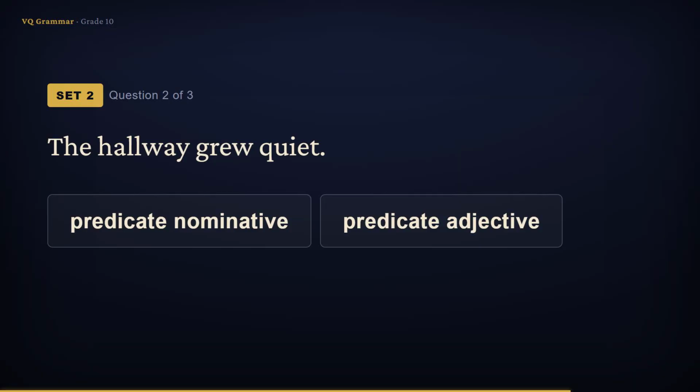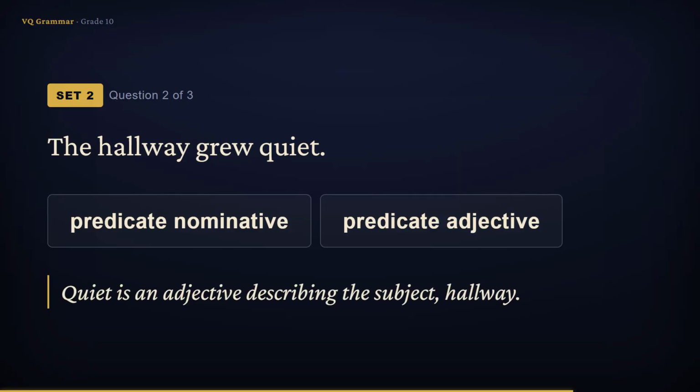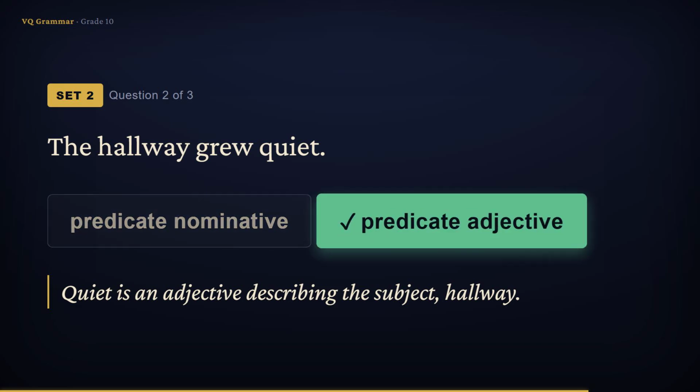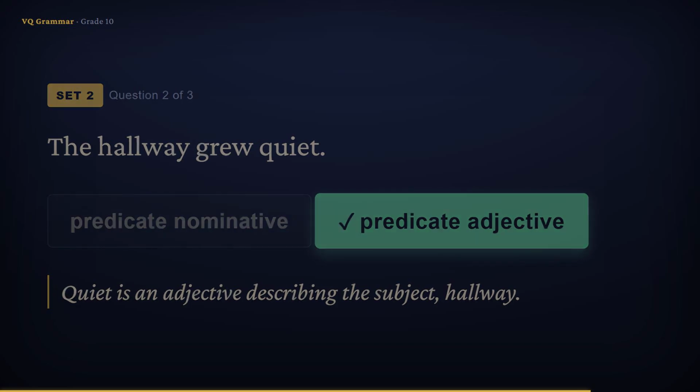The hallway grew quiet. Grew is linking here. Nothing is growing in size. And quiet? Quiet is an adjective. It doesn't rename the hallway. It describes it. An adjective after a linking verb makes it a predicate adjective.